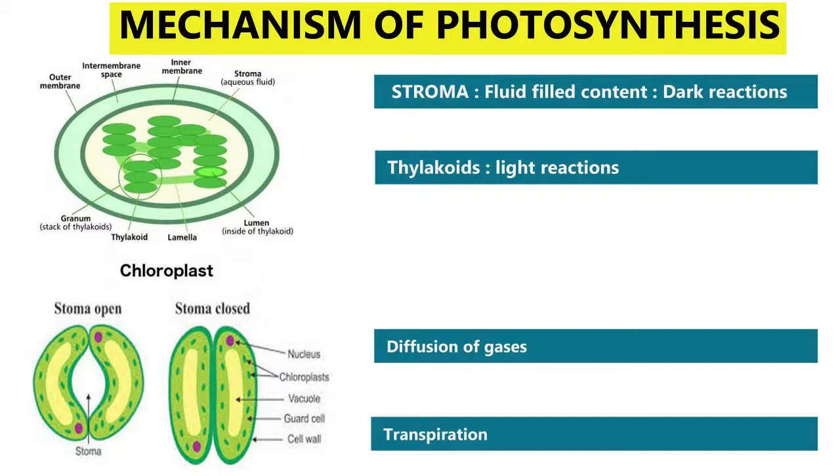Now coming to the stroma. Stroma is the fluid part of the chloroplast, and this is responsible for the dark reactions. We will come to the place where we learn the dark reactions. And you can see the thylakoids, the green stack-like structures placed one above the other, and these thylakoids are responsible for the light reactions. Is it clear, children?